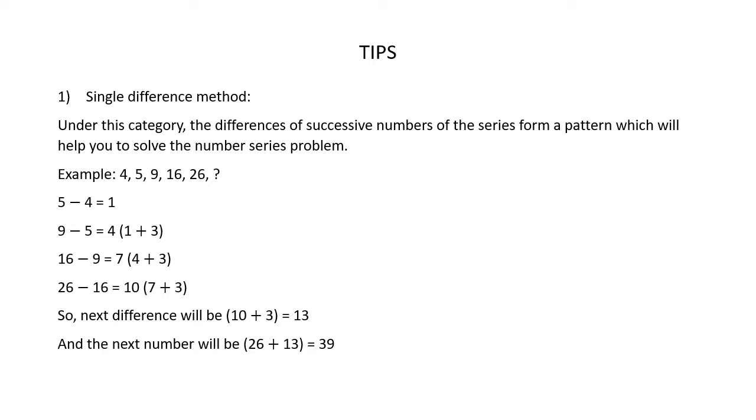When you add 13 to the 26, you will get the next number, that is 39. 26 plus 13 is 39. So 39 is the number that comes after 26 in this series. So in single difference method, as soon as you find the differences of the successive numbers of the series, you will notice a pattern which will help you to find the next difference and the next number. Hope you have understood this method.